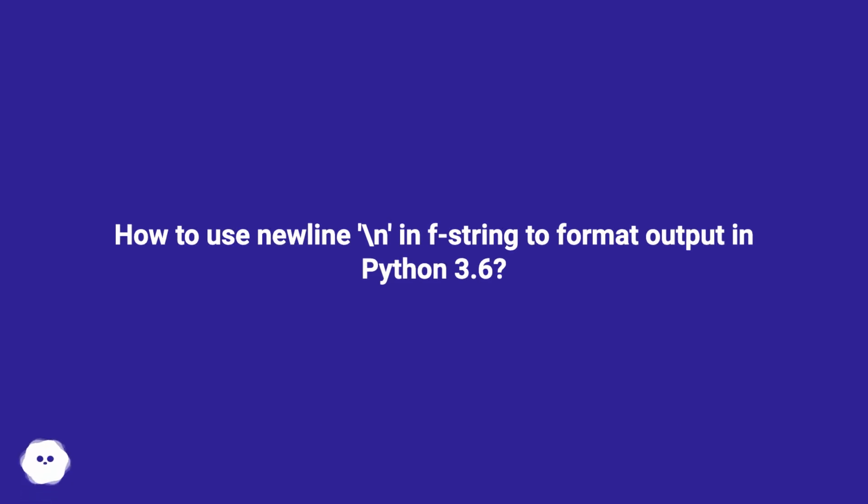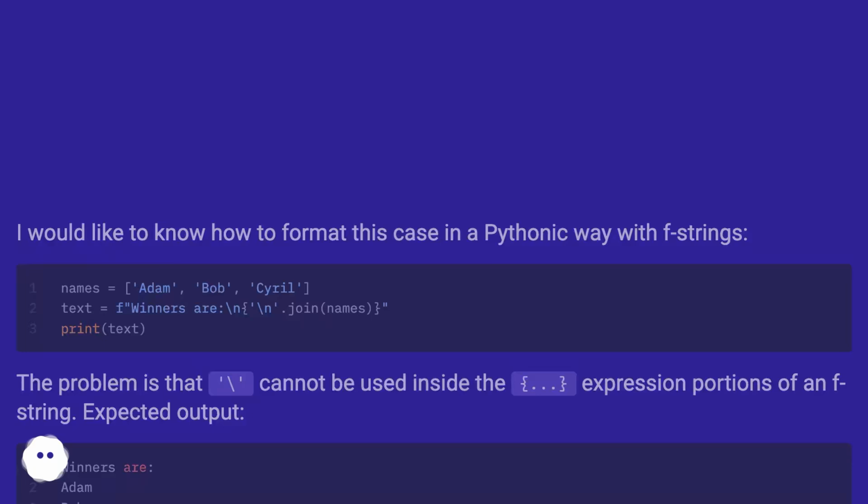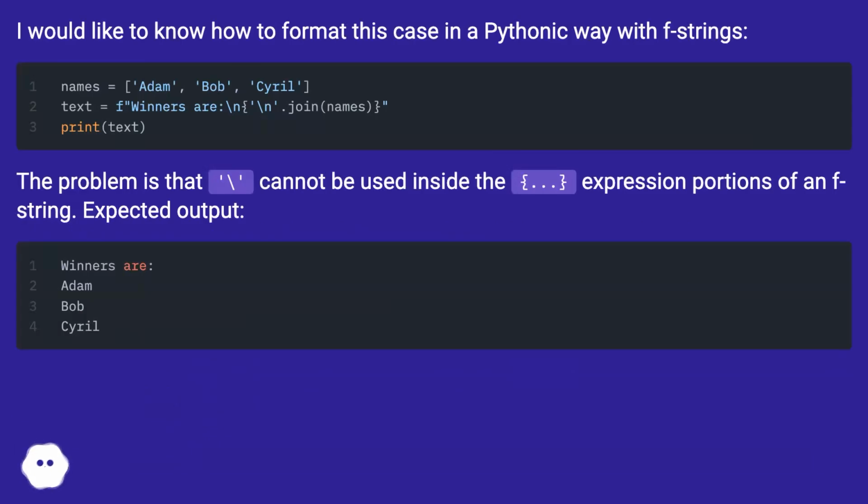How to use newline \n in an f-string to format output in Python 3.6. I would like to know how to format this case in a Pythonic way with f-strings. The problem is that the backslash cannot be used inside the expression portions of an f-string. Expected output.